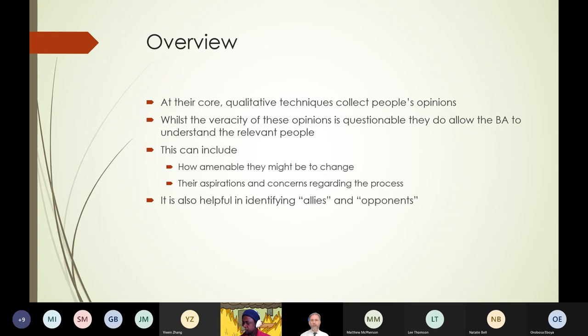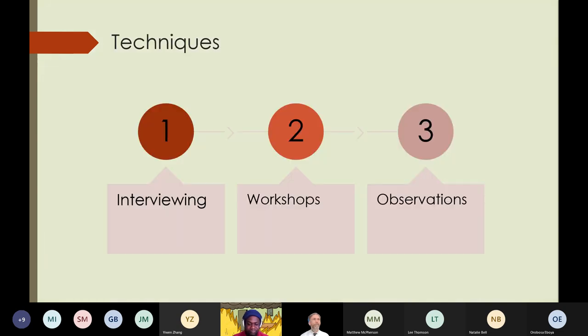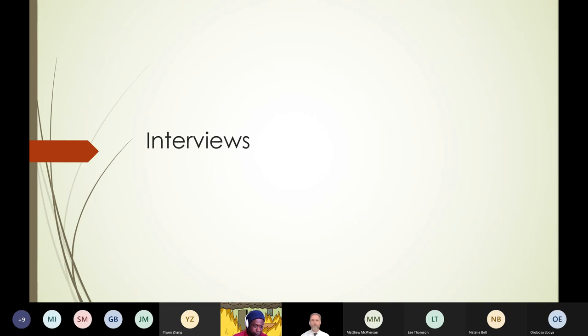Okay, so we will look at some techniques. At least we will when PowerPoint advances. Come on, PowerPoint, you can do it. Yay. So we'll look at interviews, workshops, and observations.